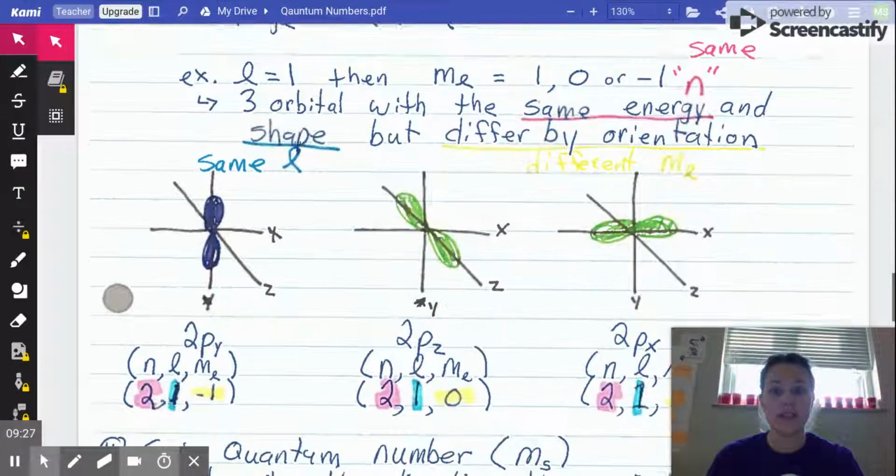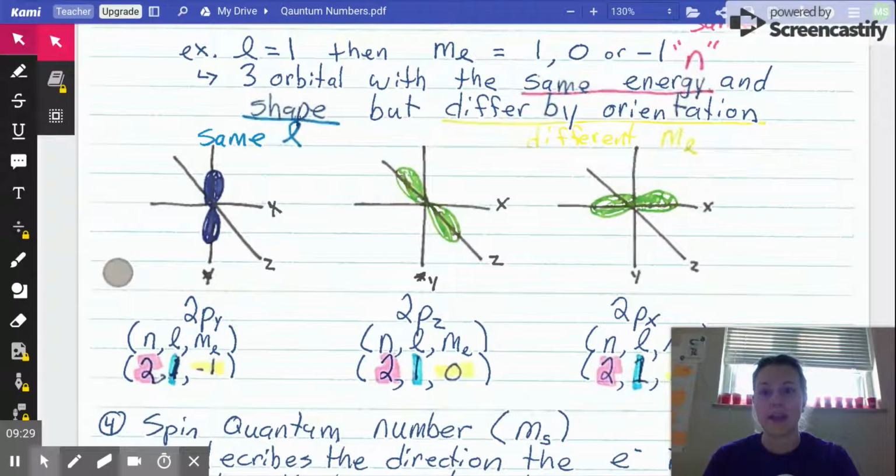And so we look down here and we can say that if L equals 1, then we have a p orbital, and it's going to be a 2. L equals 1, so they're all p shapes, but they have different orientations. I'm going to talk about those different orientations in the next video.